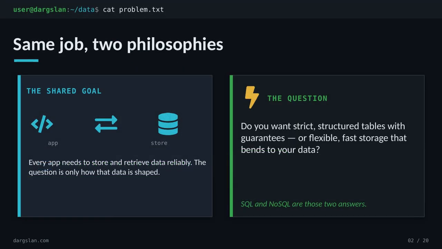So let's frame the problem clearly. Every application, no matter what it does, shares the same basic job. Take data in, store it safely, and hand it back when asked. That part isn't up for debate. What is up for debate is the shape of that data. Do you want strict structured tables that guarantee consistency or flexible storage that bends around whatever your data looks like? SQL and NoSQL are simply those two answers.